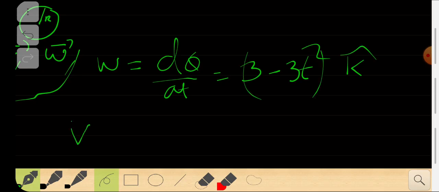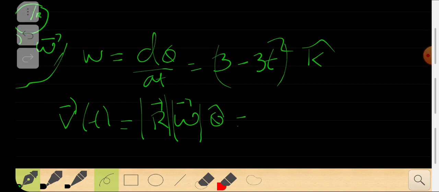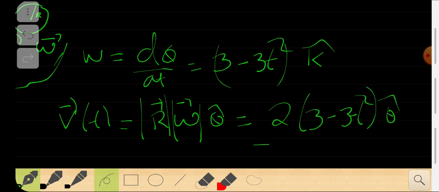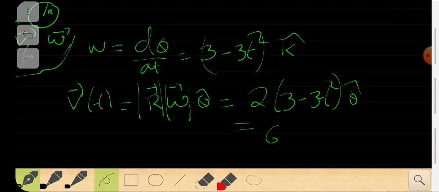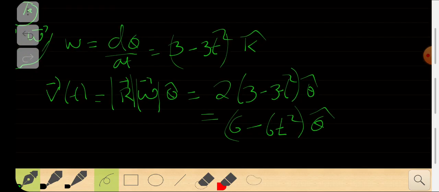Now what is v of t? Well, v of t is just r omega, so it's r omega in the theta cap direction, the magnitude of them in the theta cap direction. r is just 2 meters, so it's 2 times 3 minus 3t square in the theta cap direction. This is just a basic problem, it's easy to do. So that's the velocity vector.